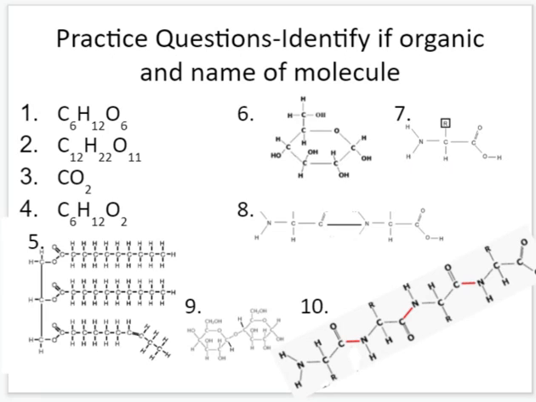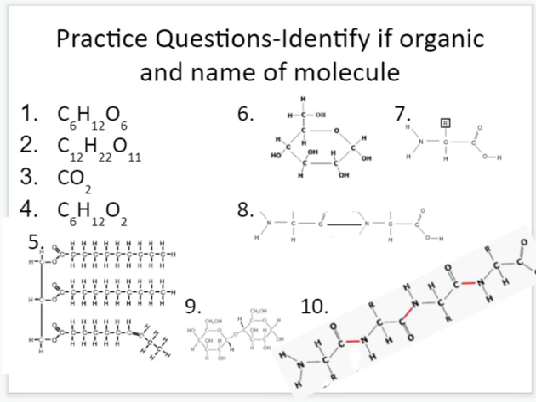And number 8, it has C, H, O, and N. Is it organic or inorganic? It's organic because it has C's and H's. Is it a carbohydrate, a lipid, or a protein? It's in the protein category because it has nitrogen. So we count the number of nitrogens, 1, 2. So it is a dipeptide. So we would say organic, protein, dipeptide.